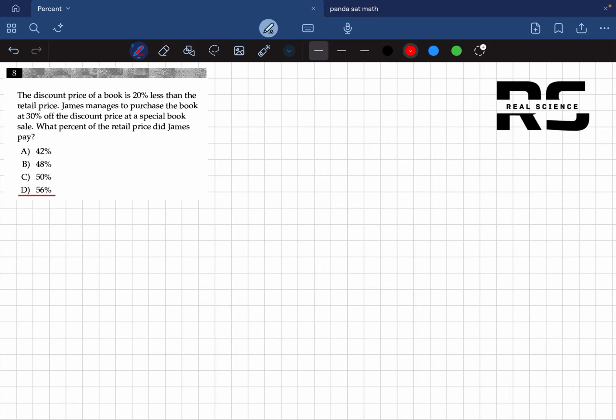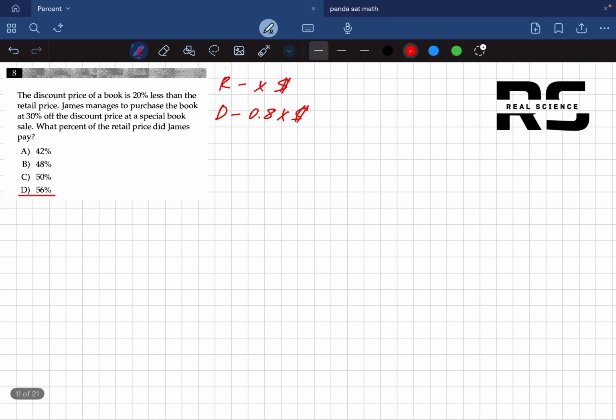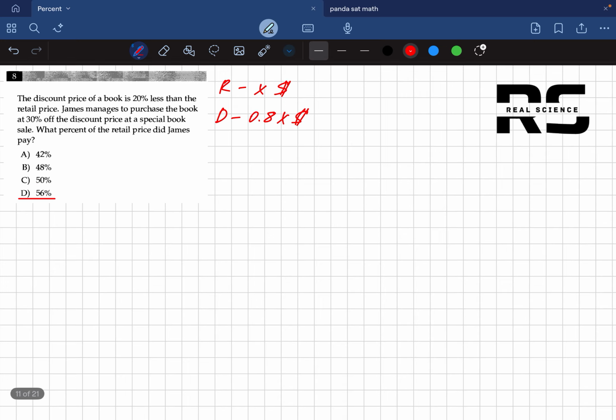The discounted price of a book is 20% less than the retail price, okay? So let's say the retail price is X dollars, and the discounted price is 0.8X dollars, okay? James manages to purchase the book at 30% off the discounted price at a special book sale. What percent of the retail price did James pay? Okay, this is a pretty easy question.